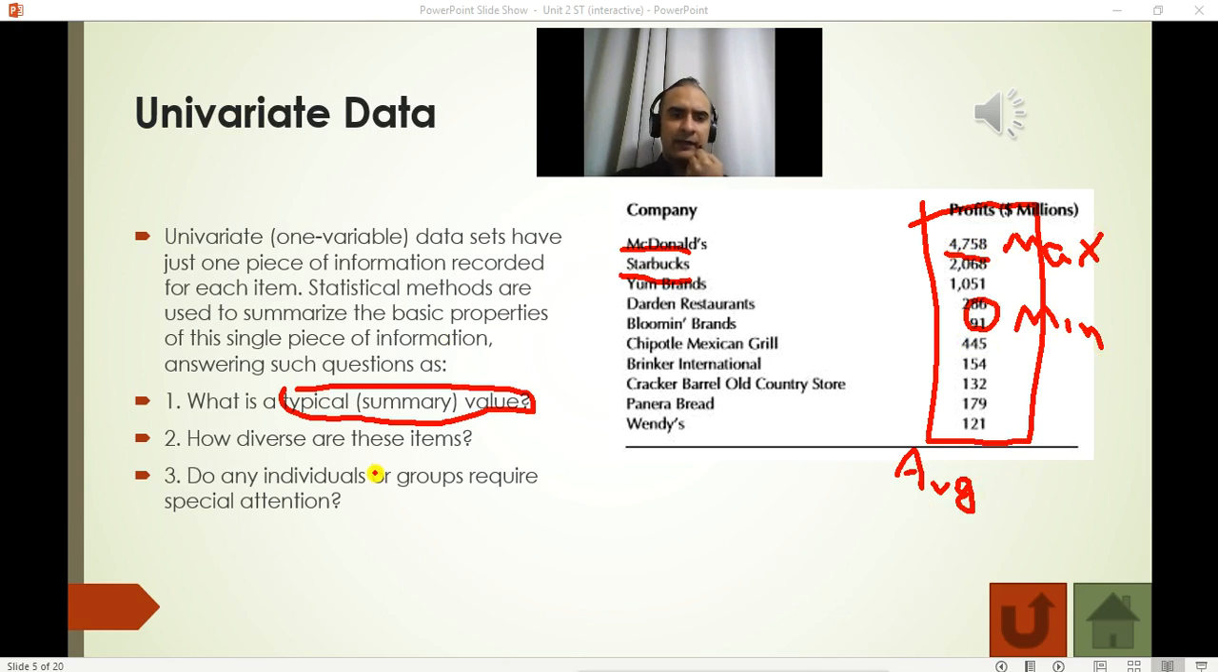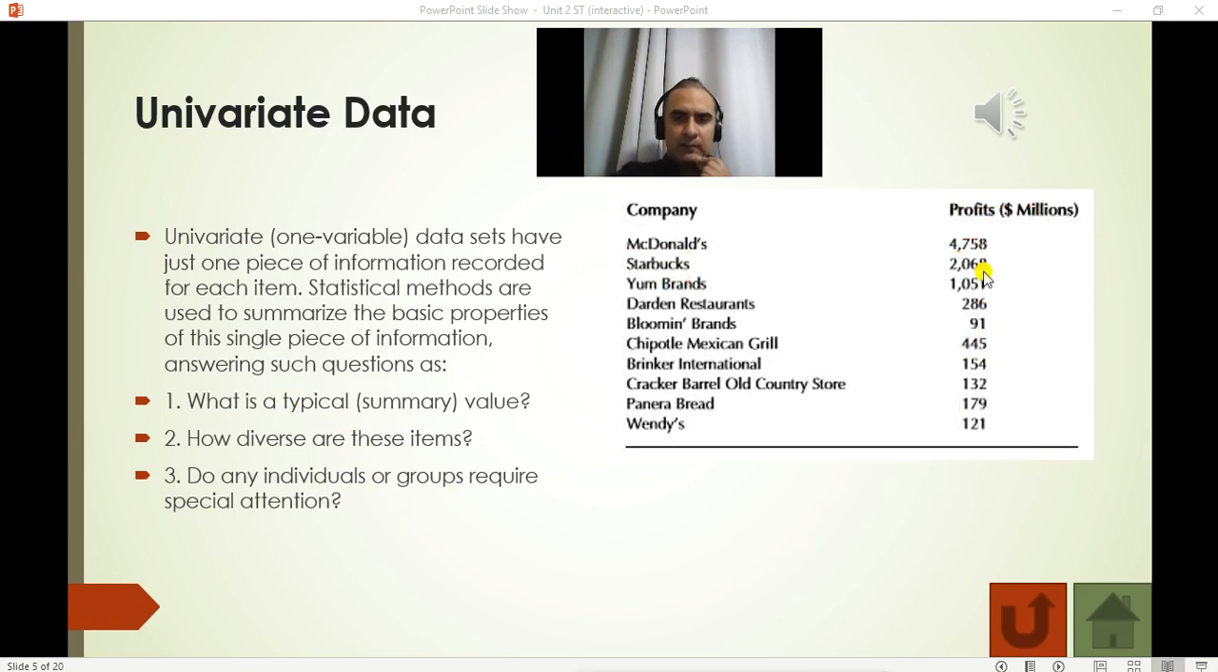We're going to look at how diverse these items are. We're going to look at them individually. So we're going to say, well, this one differs a little bit too much from the minimum, there's a huge gap between them, that means these profits are not really very close in terms of the quantity. And we're going to look at whether there are any individuals or groups that require special attention. So we can see, for example, here we have a more common group, and we have the middle ones, and then we have, let me erase that for you.